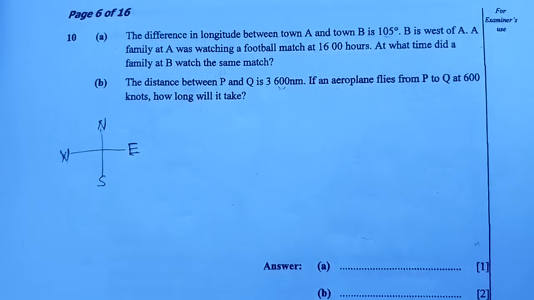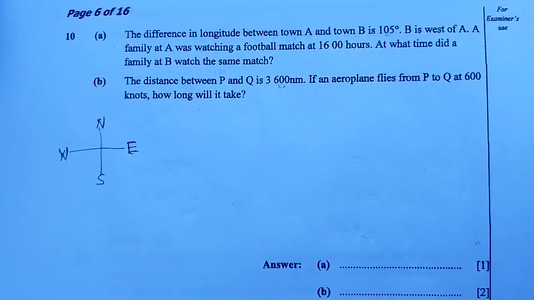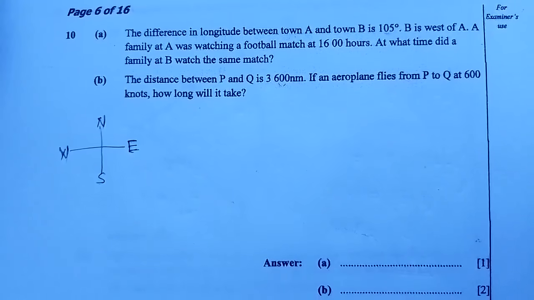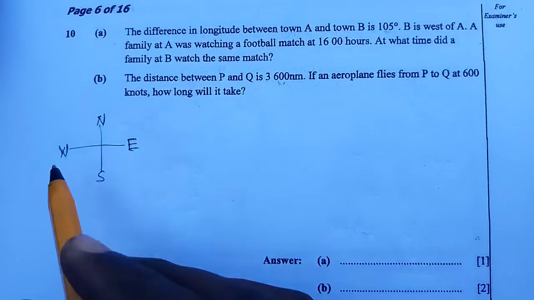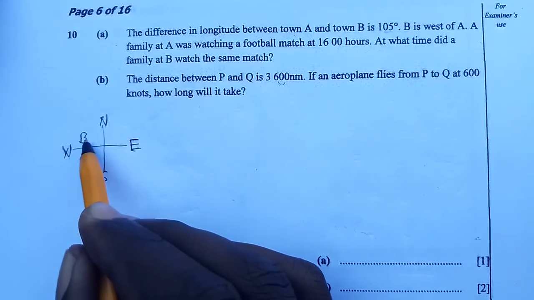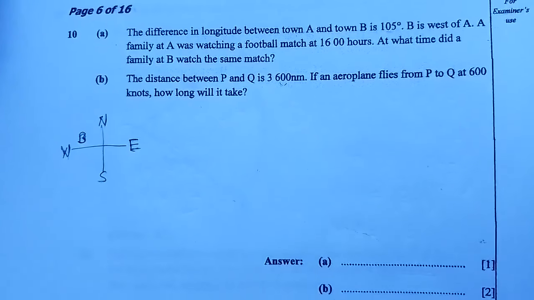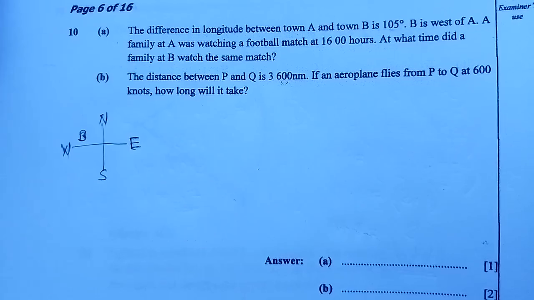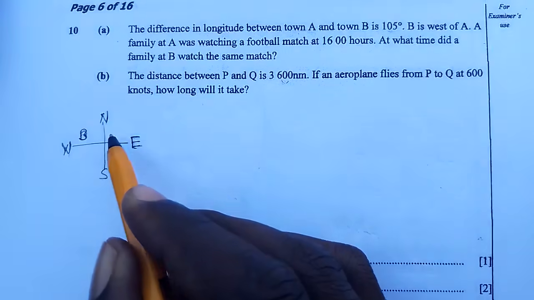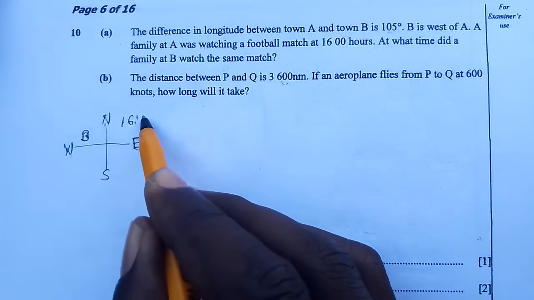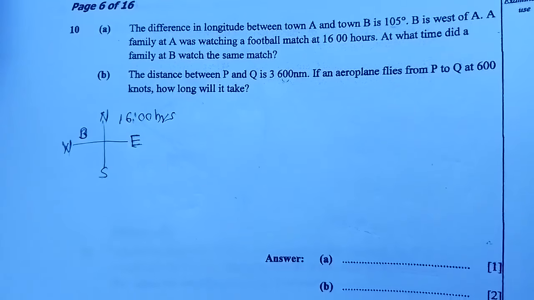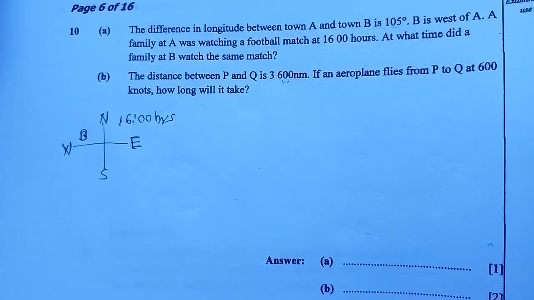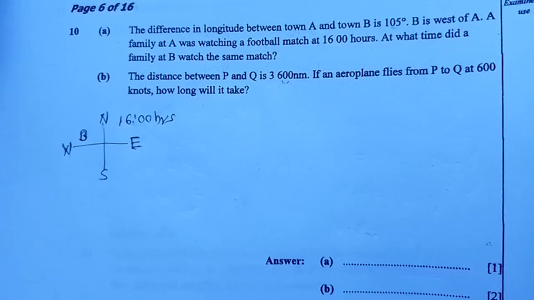So what are they saying? They are saying town A and town B, the difference is 105. B is west of A, so B is on this west side. A family at A was watching a football match at 16 hours. So the people on this side were watching the match at 16 hours. At what time did the family at B watch the same match?